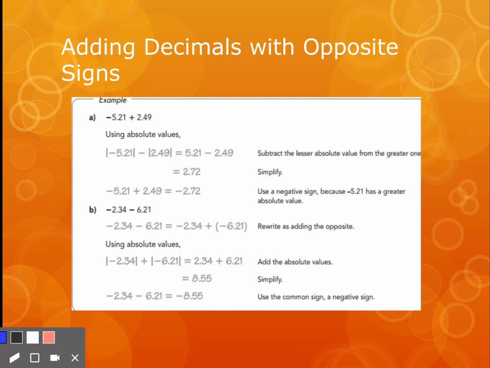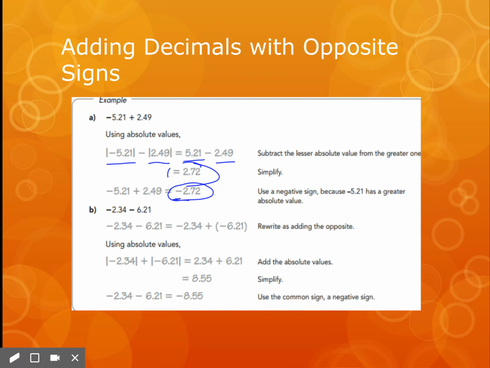In question A here, we have negative 5.21 plus 2.49. They're using the absolute value of negative 5.21 and the absolute value of 2.49. Because they're opposite signs, they subtract the absolute values. So 5.21 minus 2.49 is 2.72. And then they assign the negative sign because our larger number, negative 5.21, is bigger than 2.49. The negative was bigger than the positive.